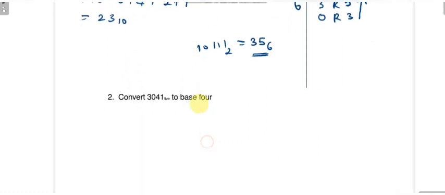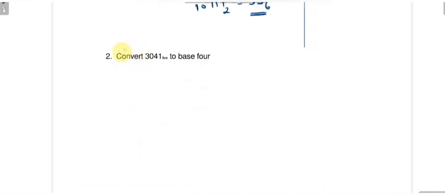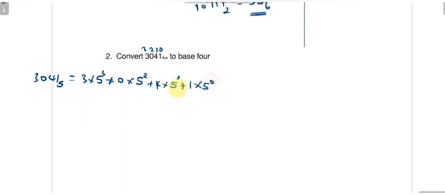Okay, so let's go to example 2. In example 2, we have to convert 3041 base 5 to base 4. First of all, we have to convert this to base 10 first. So we'll start from this: we have 0, 1, 2, 3. So 3041 base 5 would be equal to 3 times 5 raised to power 3 plus 0 times 5 raised to power 2 plus 4 times 5 raised to power 1 plus 1 times 5 raised to power 0.